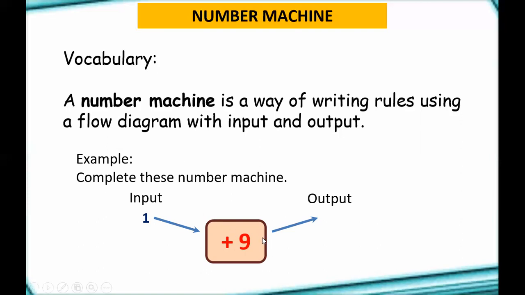So 1 plus 9 is 10. Now we have again 12 plus 9, it will give us 21. And then again 15.4 plus 9, it will give us 24.4 as an output. So meaning these are our outputs.